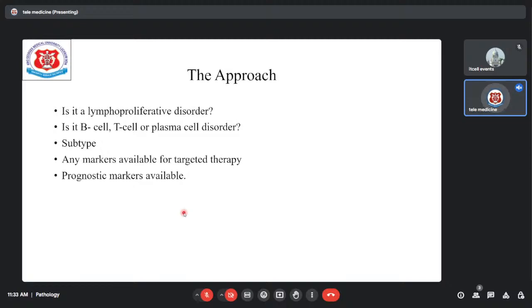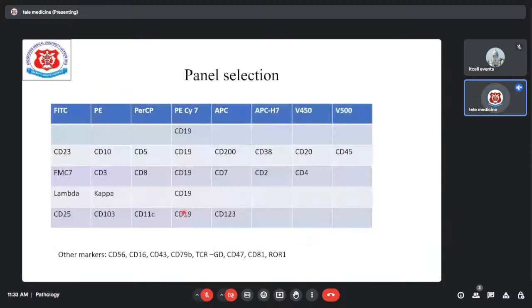Markers, if they are available for targeted therapy, as well as to check for the presence of any prognostic markers. Now this is the basic 8-color panel that we use in our lab. As you can make out, CD19 is being used as a gating marker. The CD19 marker has to be put into all the tubes.